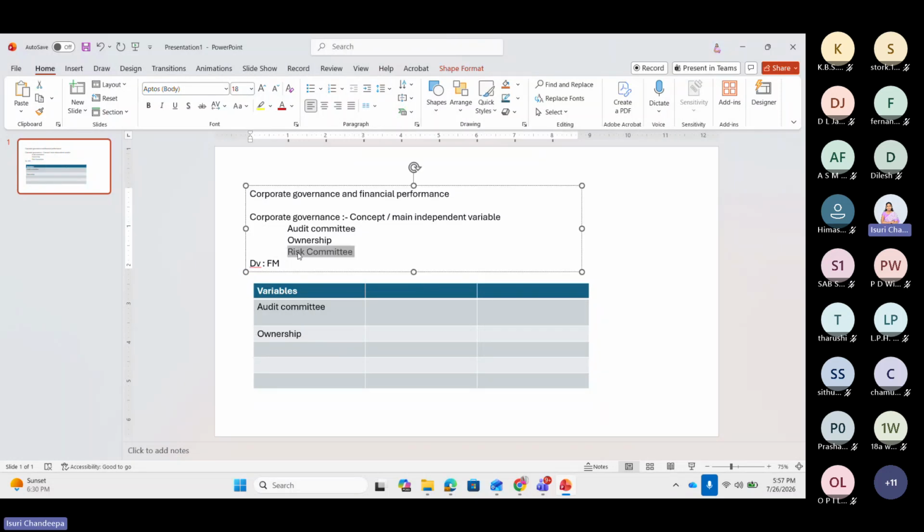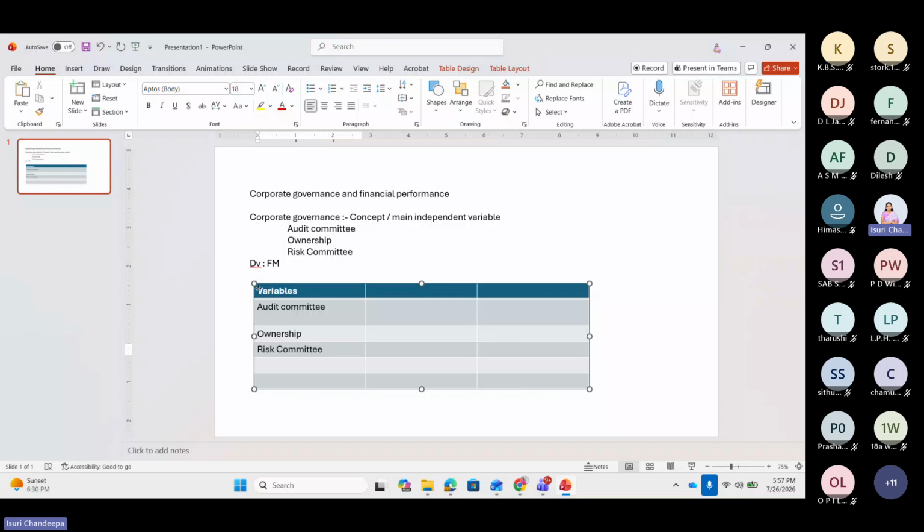Risk committee. My independent variables. My dependent variable, I know that is financial performance.